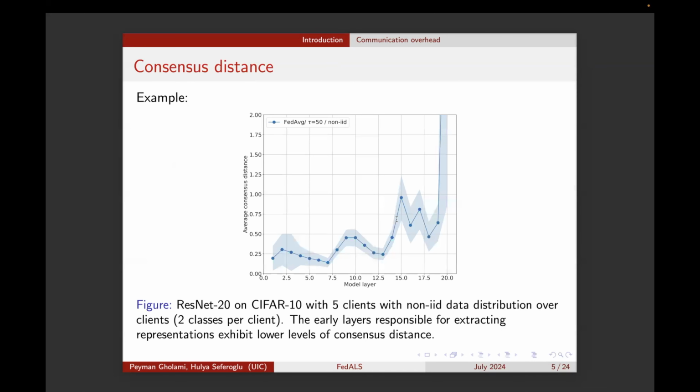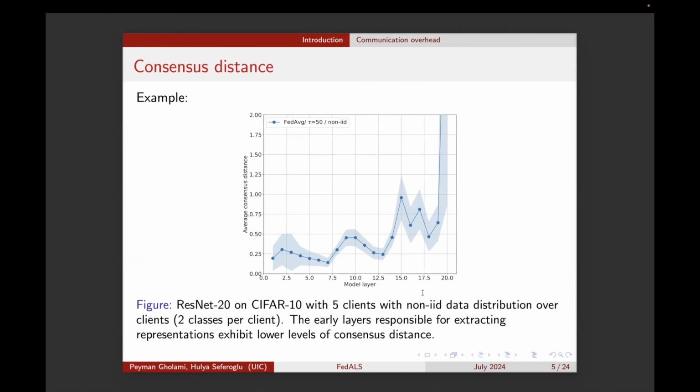So, we ran an experiment to measure the consensus distance while training a ResNet 20 model on CIFAR10. And we found that in the early layers, the consensus distance is smaller compared to the final layers. This actually hints us that we might not need to do as much aggregation for the initial part of the model.